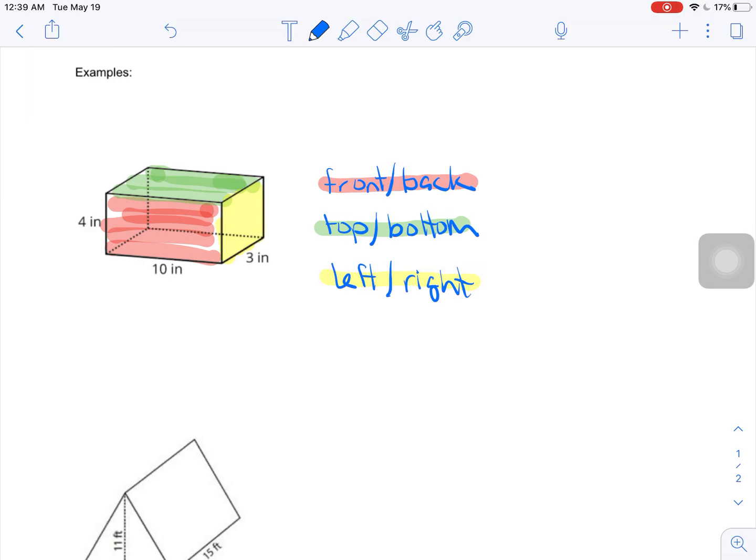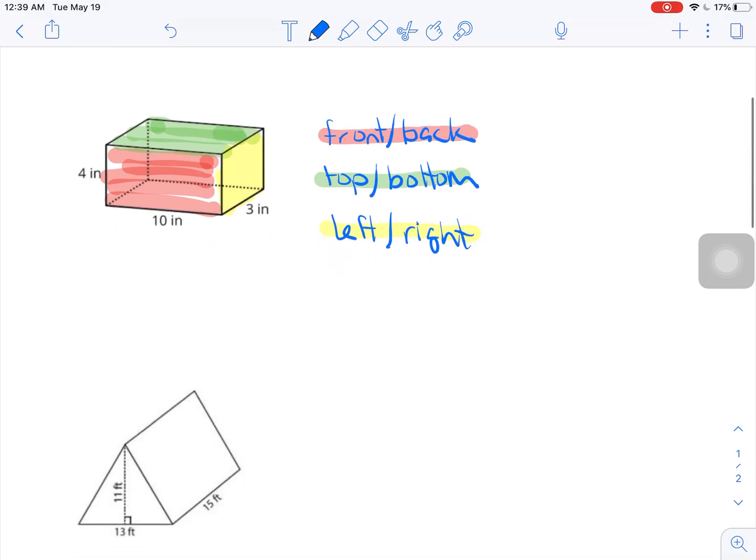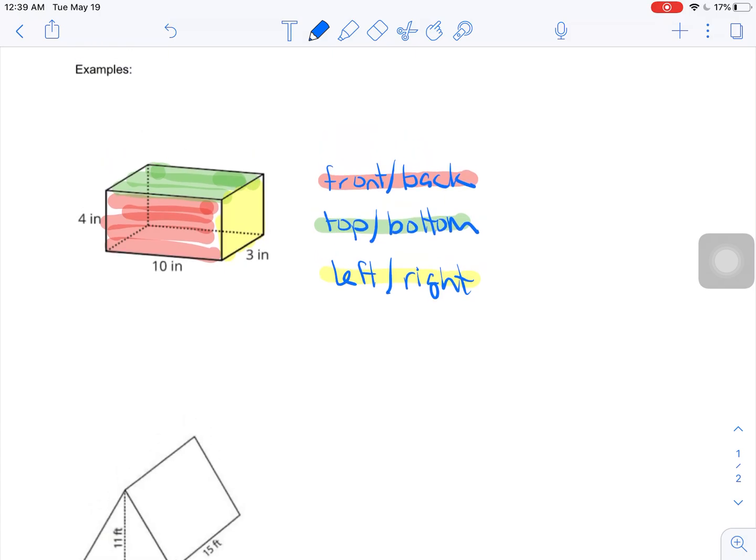The front, the back, the top, the bottom, the left, and the right. The nice thing though is since they come in pairs, I actually only have to do 3 calculations because the front and the back are the same size. So once I find one, I found both. Same with the top and the bottom and the left and the right. So what we are going to do is find the area of each of these sides.